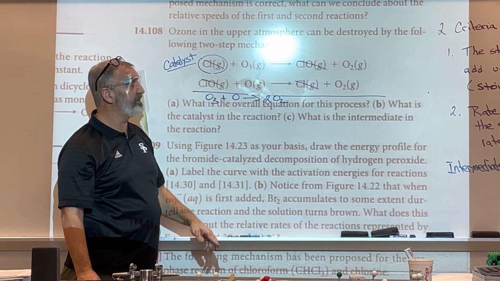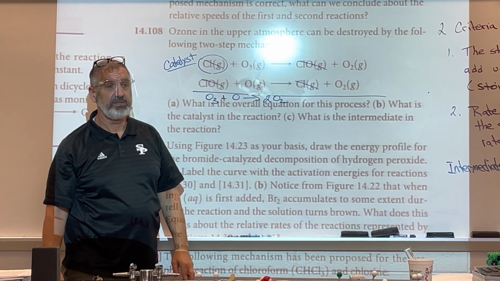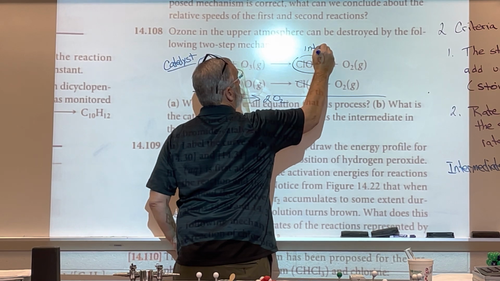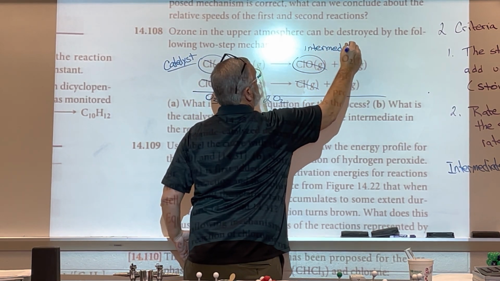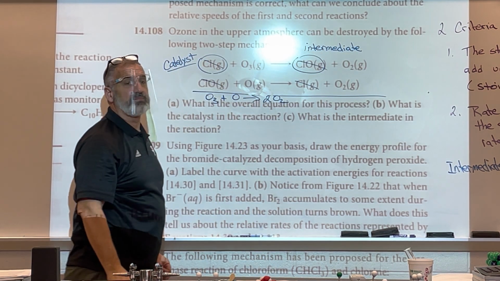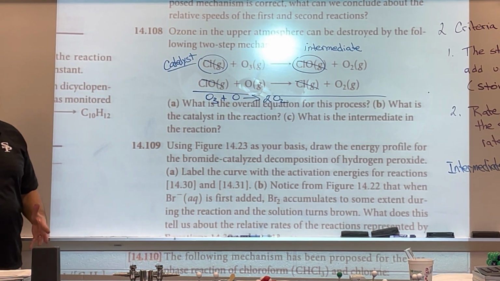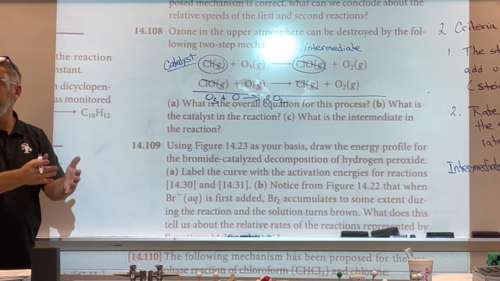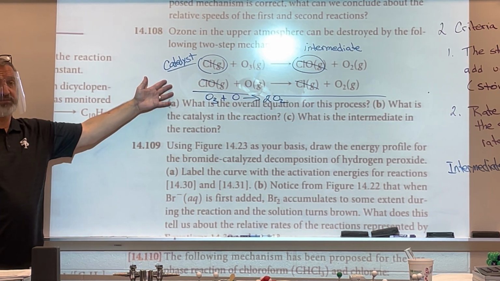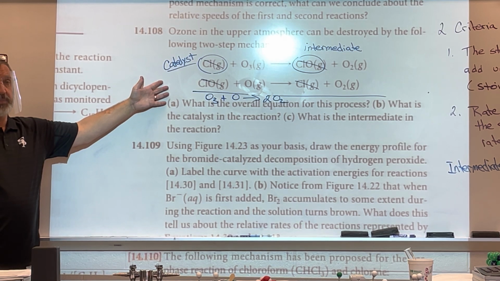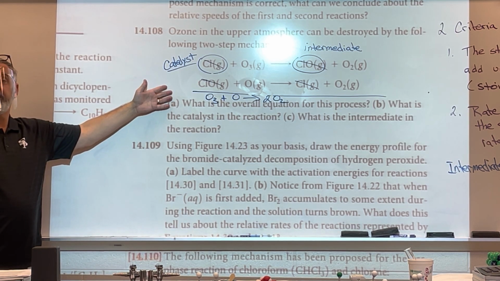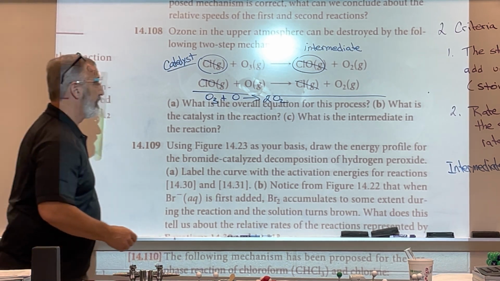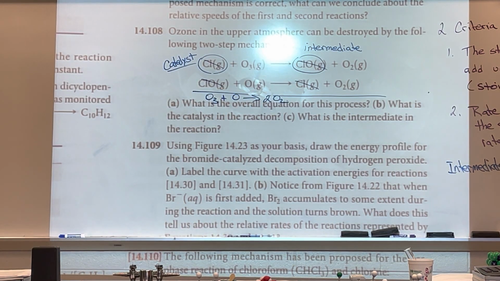So where's my intermediate in this? This is my intermediate. In the mechanism, we need to be able to identify the difference between a catalyst and an intermediate. You don't always have a catalyst, but a catalyst is included in the rate law, just so you know. Will there always be intermediates? Almost always, yes.